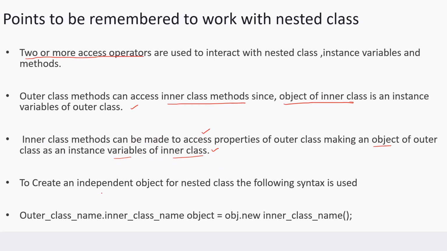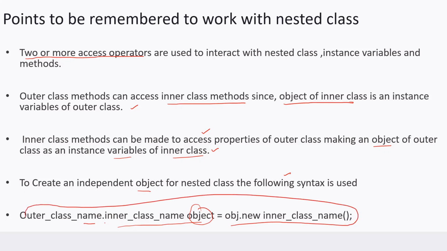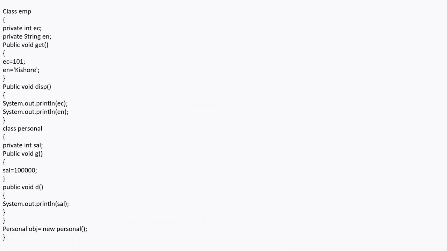Fine. Now, to create an independent object for a nested class, the following syntax is used. First is the outer class name, followed by the inner class name, with this object equals to object dot new inner class name. This is the syntax to create your object for a nested class. Clear?